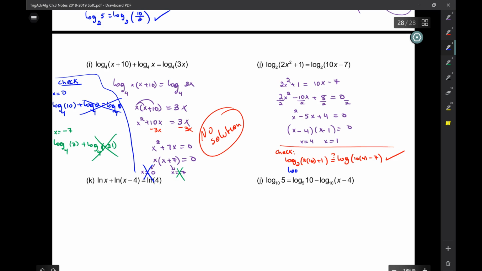Next one. Log base 2 of 2 times 1 plus 1. How much is that? 3. Does that equal log of 10 minus 7? Yeah, it works. So both of those are solutions.